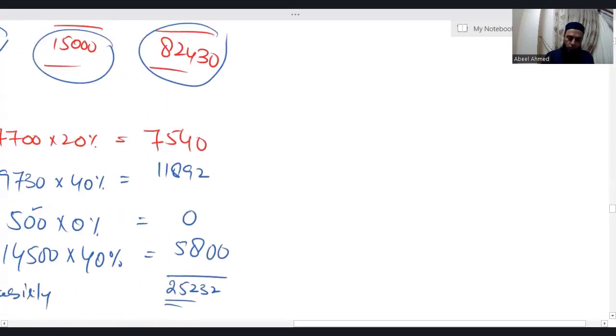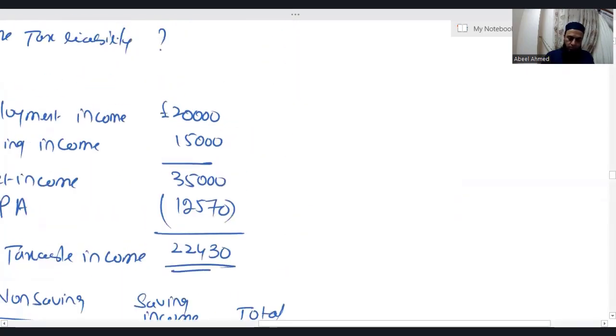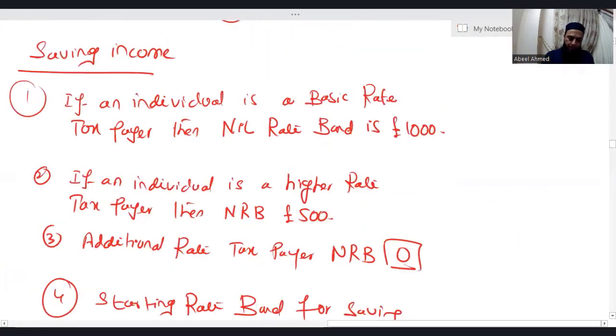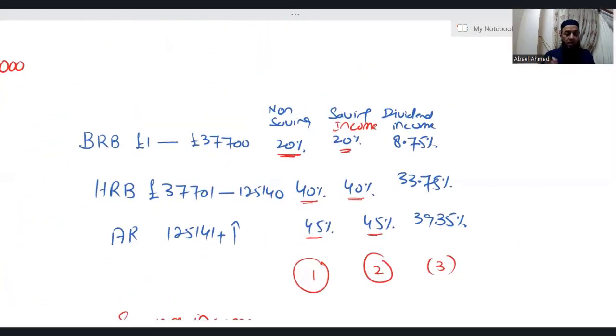If I quickly show you. Dividend income. In case of basic rate band, the dividend income tax rate is 8.75%. High rate band dividend income rate is 33.75%, and additional rate is 39.35%. So if your dividend income falls in basic rate band, the applicable tax rate is 8.75%. In case of high rate band, the applicable tax rate is 33.75%. Additional rate for dividend income is 39.35%, and these tax rates would be given to you in the exam as well. Don't worry at all.